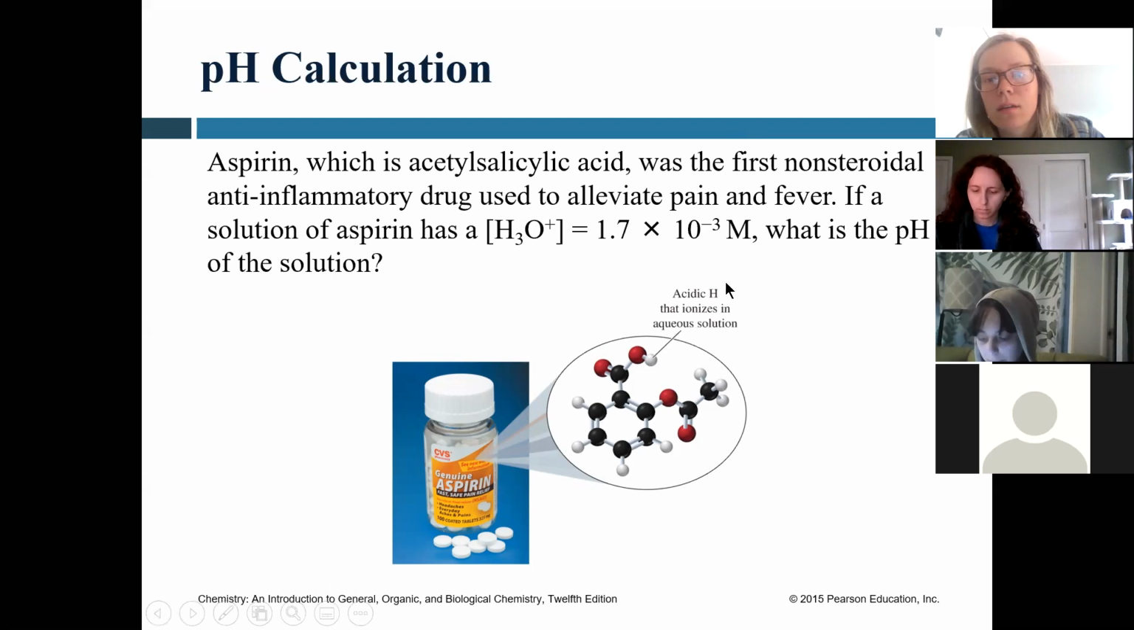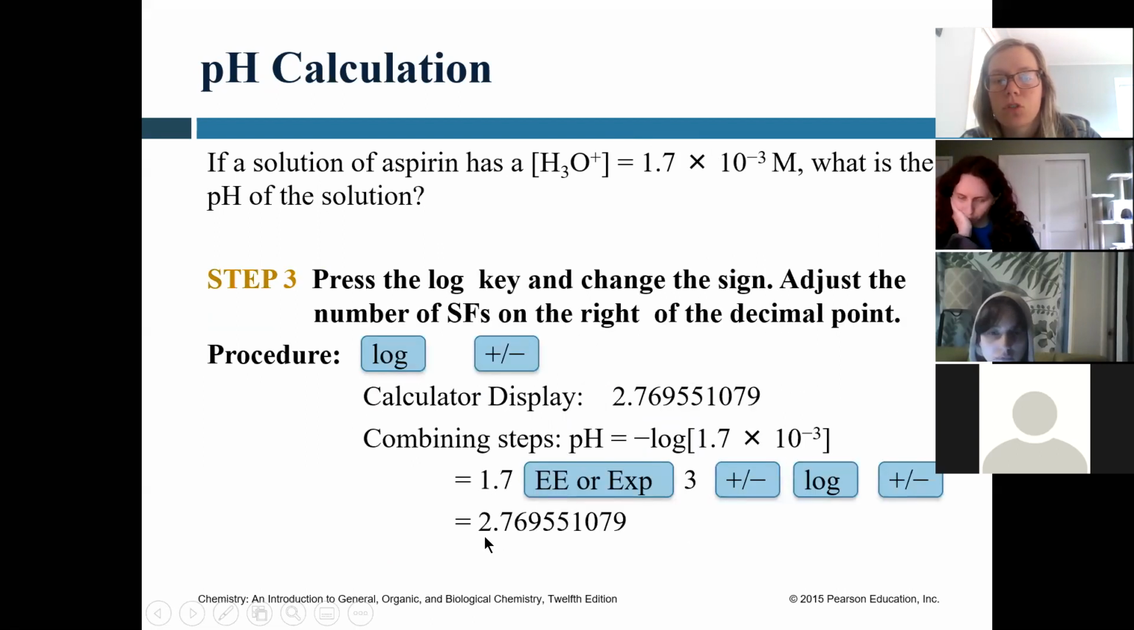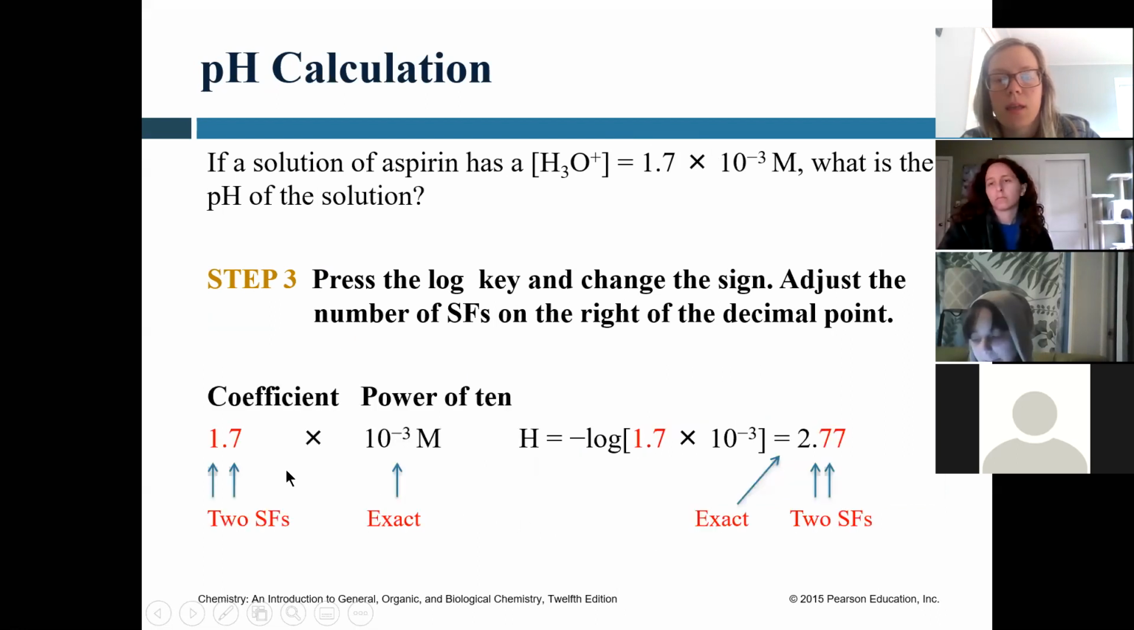Okay, so when plugging this in, pH should equal the negative log of our value of 1.7 times 10 to the negative 3. Use your EE or your exponent button to calculate it. 2.7695 is what your calculator should display. The 3 is the exact value, so that's the 2. And then we have 2 sig figs or 2 decimals. So we would go 2.77 as our pH. Does that make sense with aspirin being acidic? Yeah, it does.